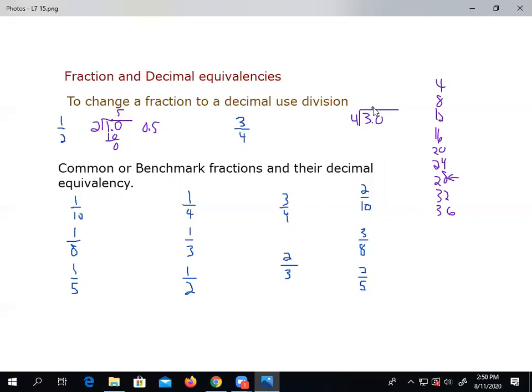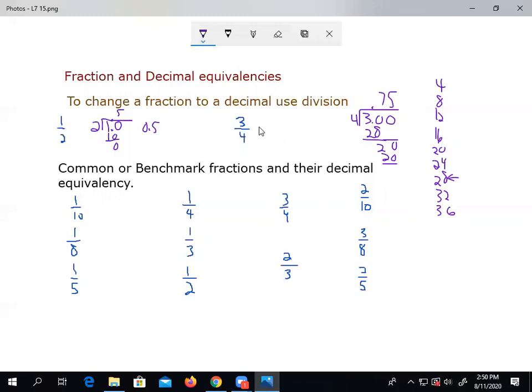So again, I bring my decimal point up. 7 goes here. 7 times 4 is 28. We get a remainder of 2. Since I got a remainder of 2, we add another 0. Since this is decimal math, we just keep going. 4 goes into 20 5 times. 5 times 4 is 20, and I get a remainder of 0.